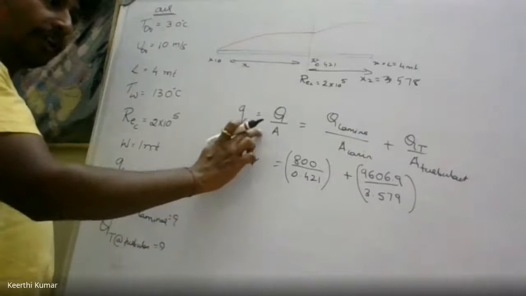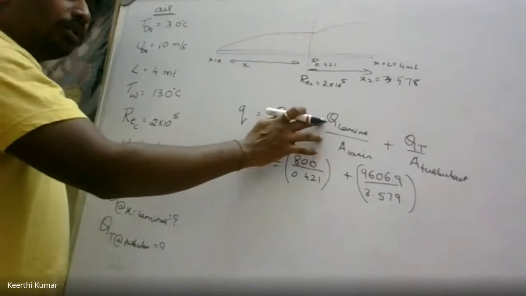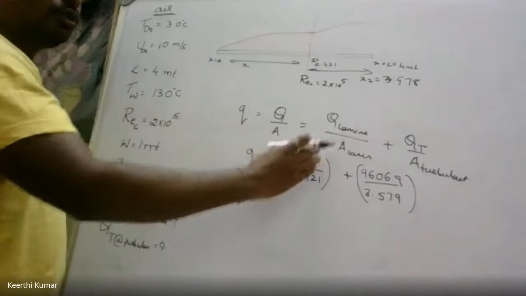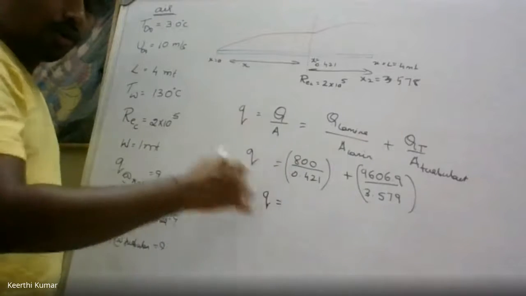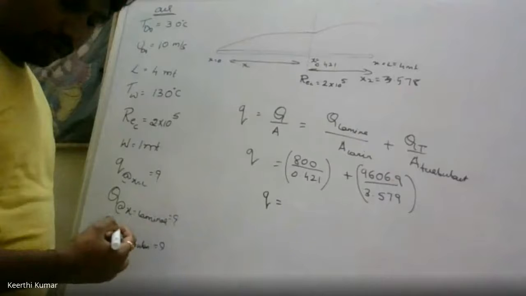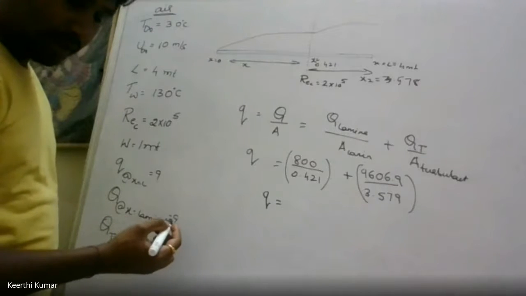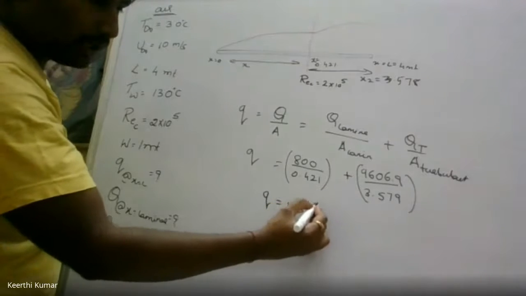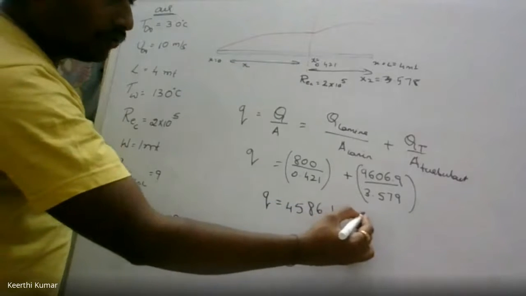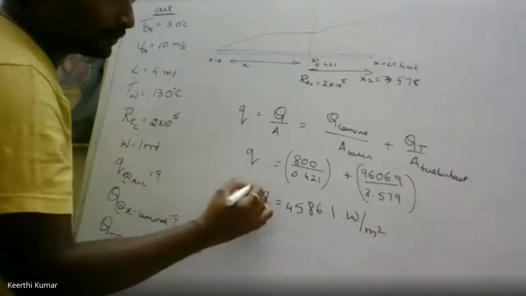The general formula is Q by A. But here we have two Q and two areas. So I'm adding those two: Q by A plus Q by A. We will get the total heat flux from the arrangement. What is the total heat flux from the arrangement? That is 4586.1 watts per meter square.